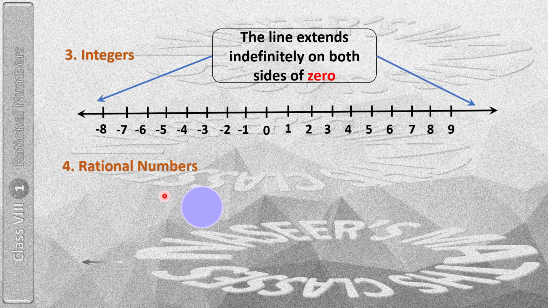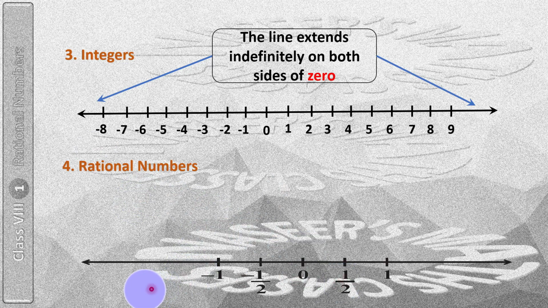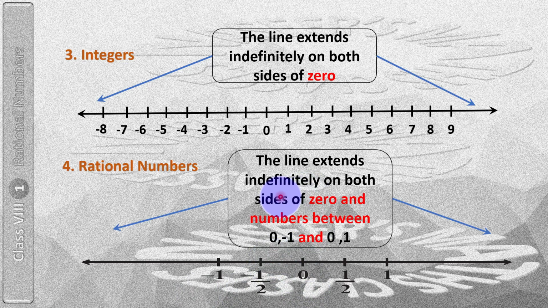Next, rational numbers. Rational numbers are represented on the number line as follows. Here we have other numbers between the integers. We have 1 by 2 between 0 and 1, and minus 1 by 2 between 0 and minus 1, and the line extends indefinitely on both sides of 0, with numbers between 0 and minus 1 and between 0 and 1. So this is how we represent the different numbers on a number line.